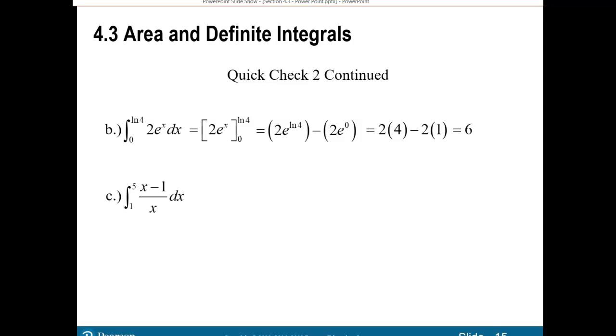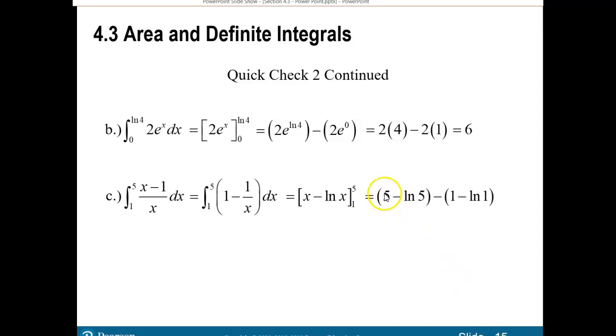All right, part C. The integral from 1 to 5 of (x minus 1) divided by x dx. So this one we're going to have to split up first. This is one of those where you've got to separate it. So x over x is 1, minus 1 over x. So the antiderivative of 1 is just x, minus the antiderivative of 1 over x, which is the natural log of x, from 1 to 5.